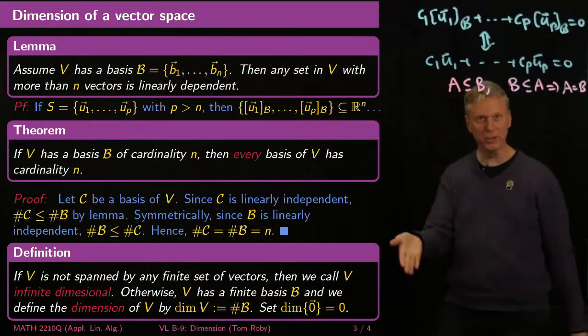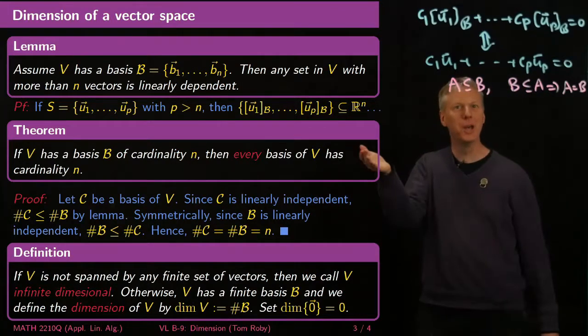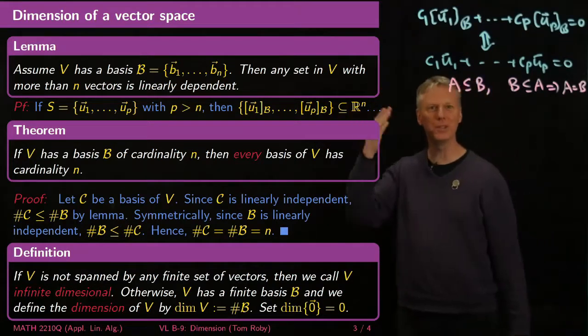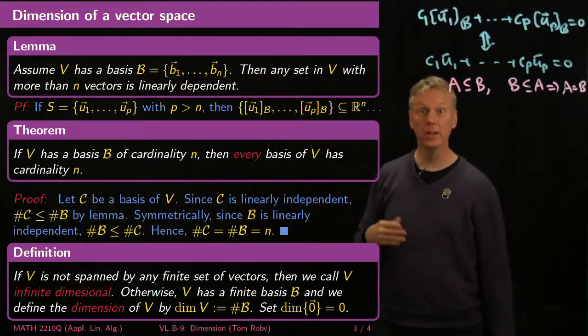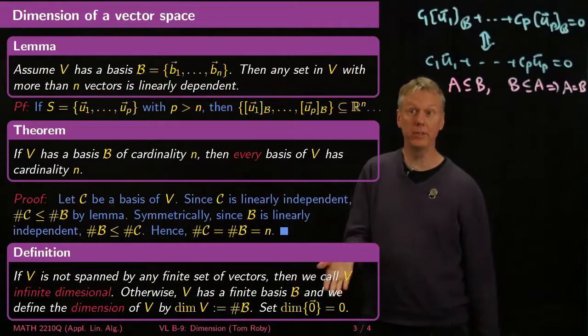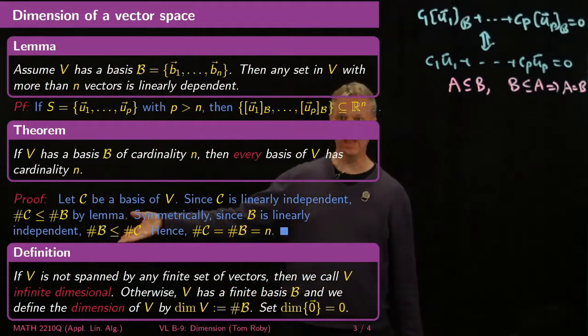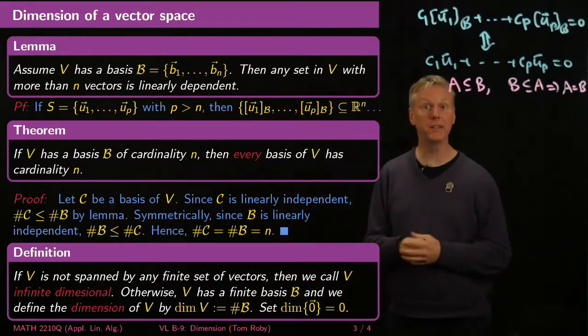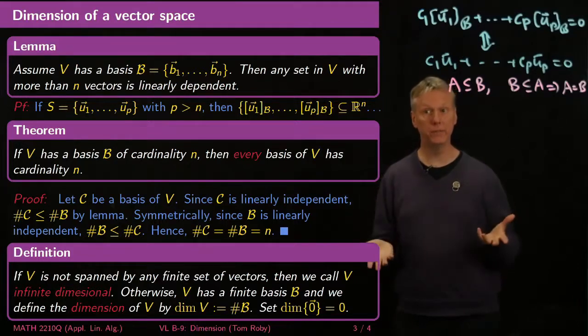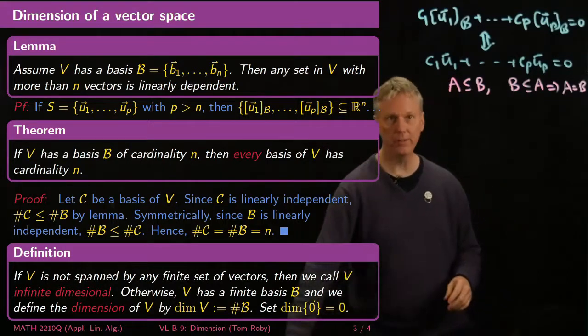Usually you make your definitions first and prove your lemmas and theorems afterwards. But here, in order to make the definition, we first need to show this theorem, which basically says that the definition makes sense. So if V is not spanned by any finite set of vectors, then we call V infinite dimensional. What's an example of that?